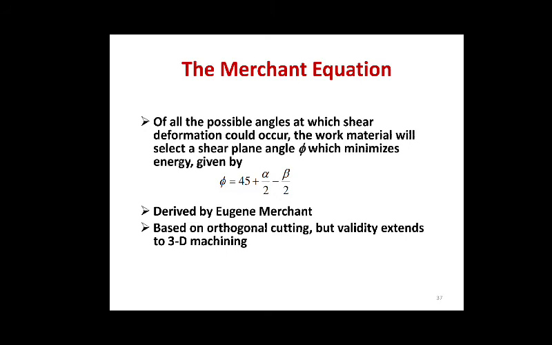Now the Merchant equation. Of all the possible angles at which shear deformation could occur, the work material will select a shear plane angle which minimizes energy, given by phi is equal to 45 plus alpha by 2 minus beta by 2, derived by Merchant based on orthogonal cutting, but validity extends to 3D machining.